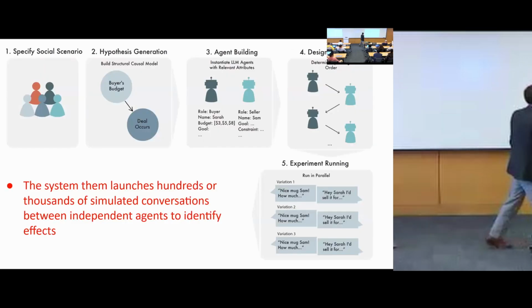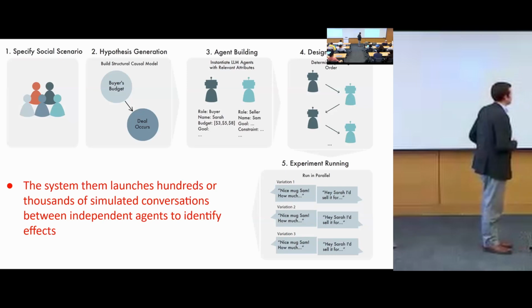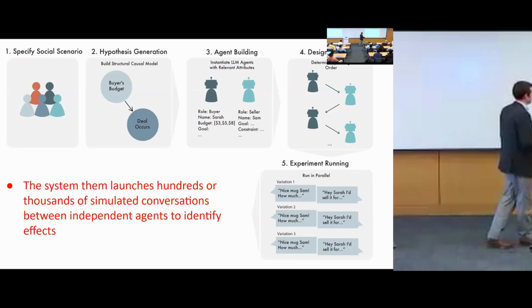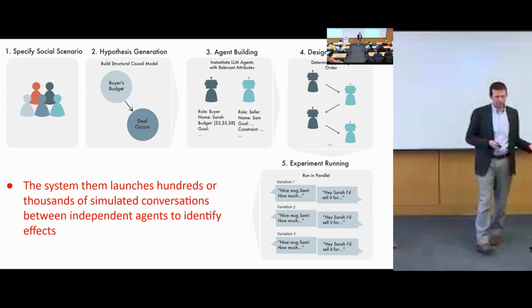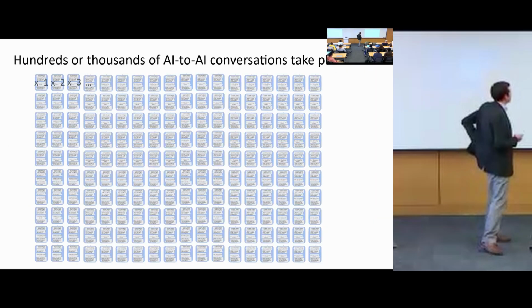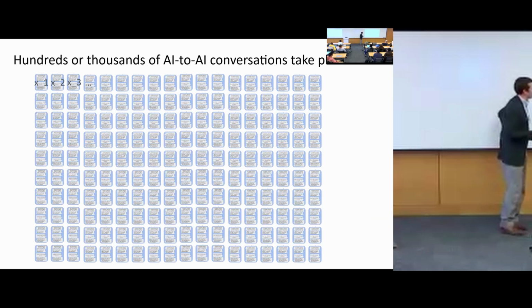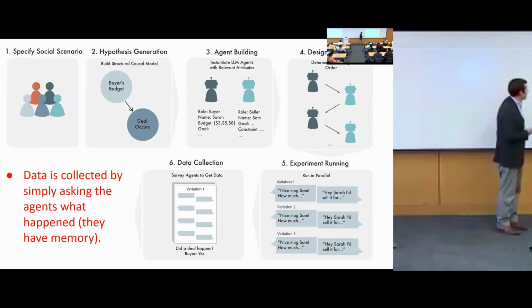And the simulation here, this is where it gets expensive. We end up launching hundreds or thousands of these simulated conversations between agents, because that's what we're going to need to identify these paths. So you have thousands of AI conversations take place.